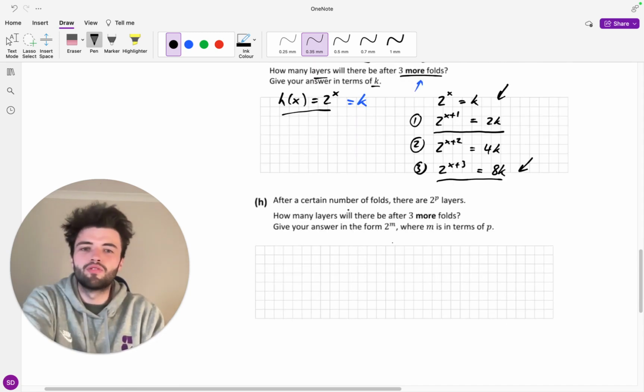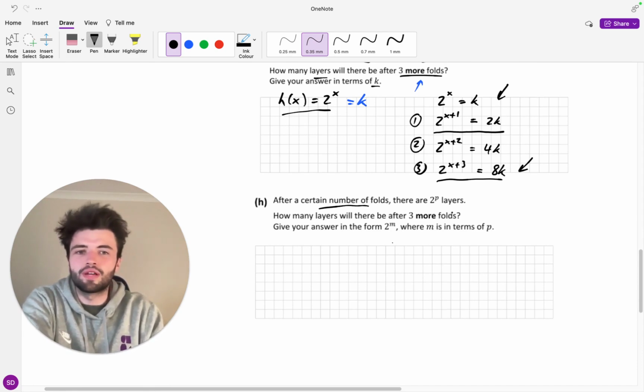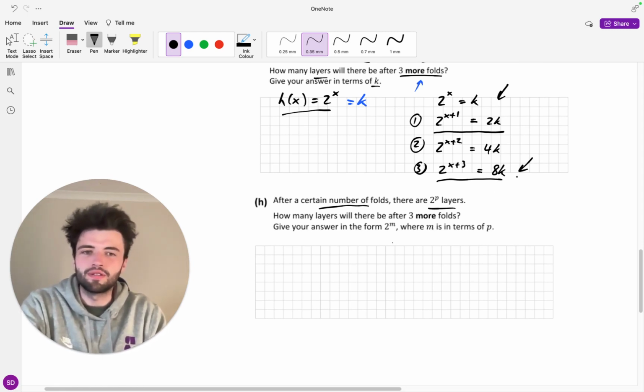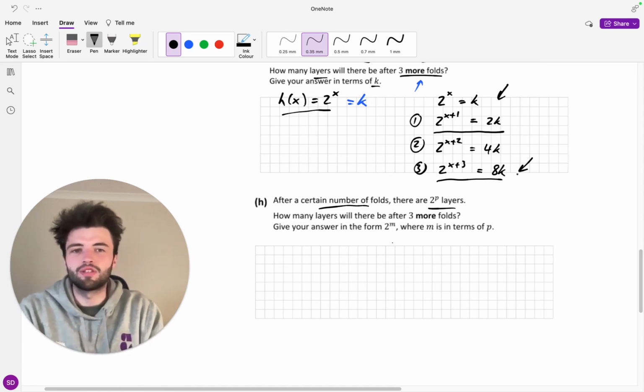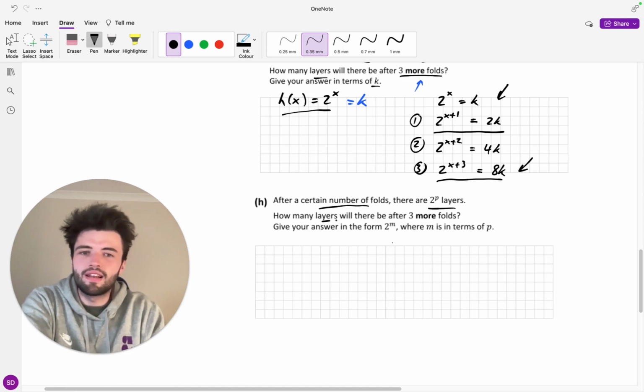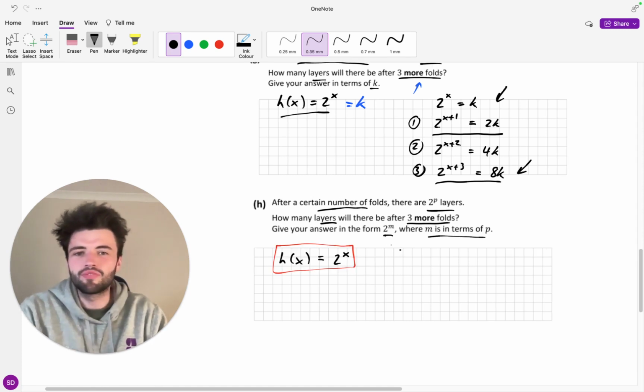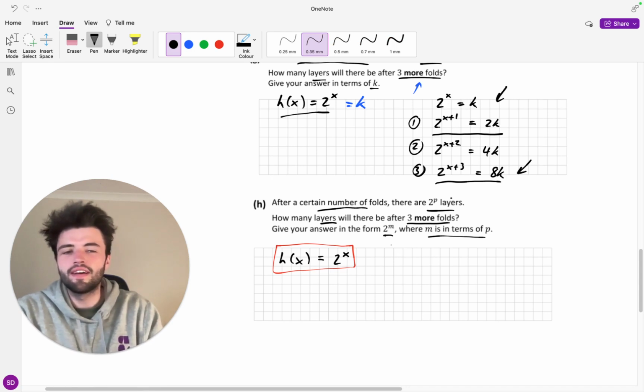So k layers becomes 8k layers after you fold 3 more times, and so that's kind of what they're looking for in part G. For part H, we're told that after a certain number of folds there are 2 to the power of p layers, and so this is going to kind of be using more unknowns here, introducing new letters, but just using kind of the same logic about the question that it doubles each time. And we're asked how many layers there's going to be after 3 more folds, and to give our answer in the form 2 to the power of m, where m is in terms of p. And so for this final part, I've just written down our function again, and we're just going to go through step by step in order to figure out how to write this in terms of p.